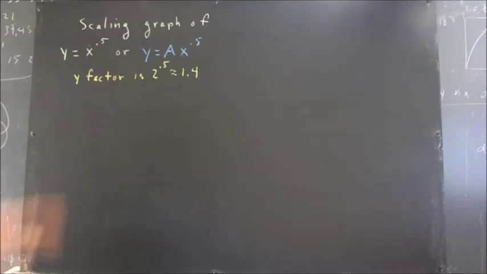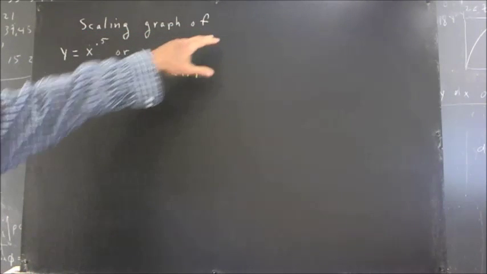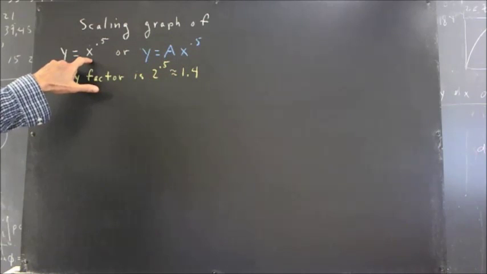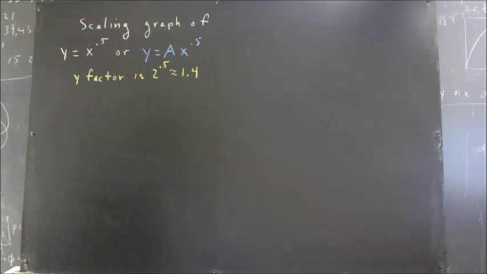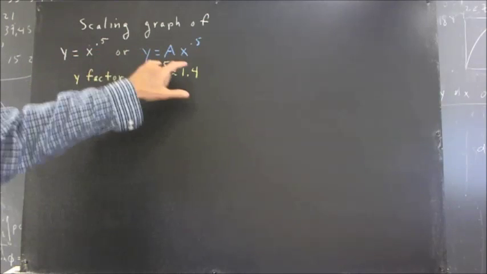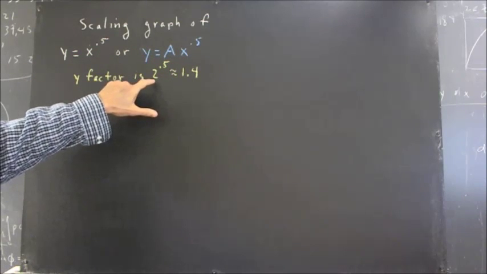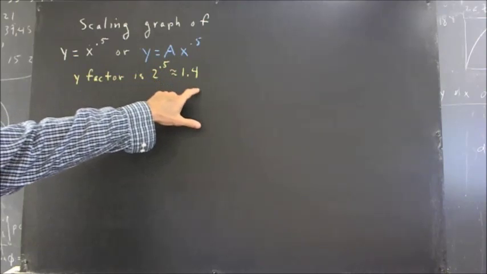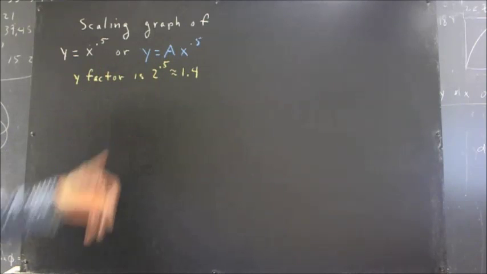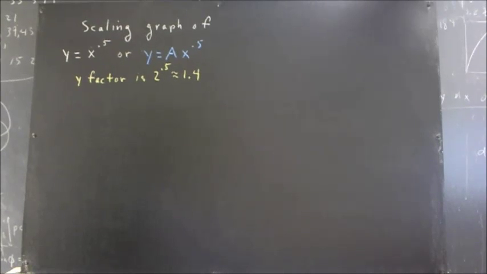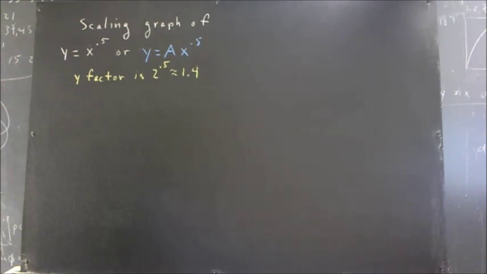We want to take a look at the process of scaling a graph of y equals x to the 0.5, or more generally y equals ax to the 0.5. For either of these graphs, the y factor would be 2 to the 0.5, which is approximately equal to 1.4. And 2 to the 0.5, of course, is also the square root of 2. The first step is going to be to construct our general graph.